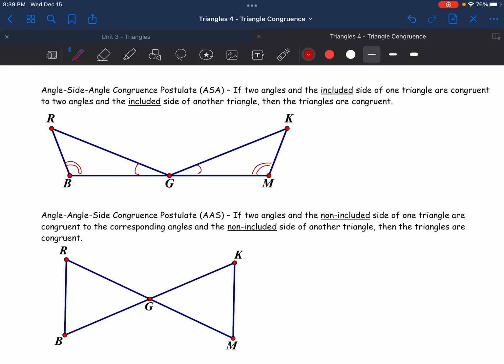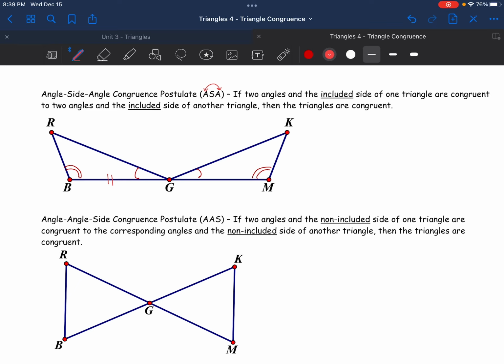If I'm going to use the angle, side, angle congruence postulate, then I need the side that I know to connect those 2 angles together. It has to touch both of those corners. Well, I've only got one option in these triangles right now. I have to say that here's the side in triangle BRG, here's the side in MKG, that connects the 2 angles I know. And that's why I'd be able to say that these are congruent by ASA.